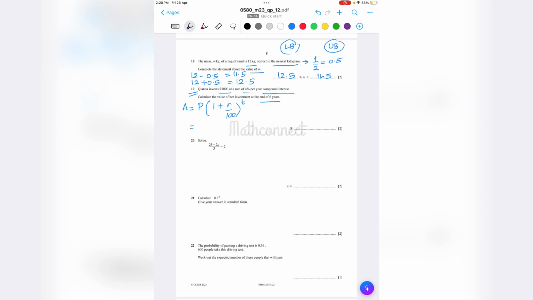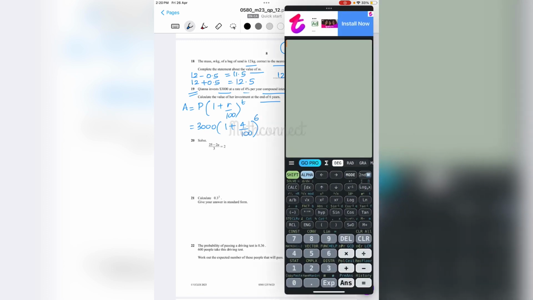The principal amount is given as 3,000. Rate is given as 4. Time period is given as 6. Let's input this in the calculator. So 3,000 bracket 1 plus 4 by 100, the whole raised to 6, which gives us 3795.96 when we round it off to 2 decimal places.